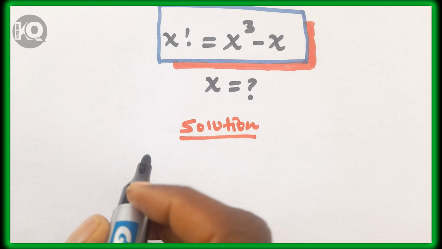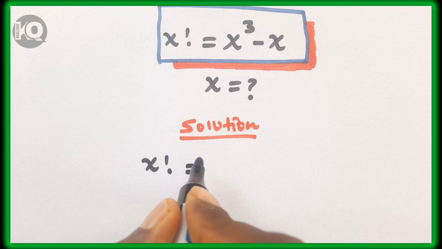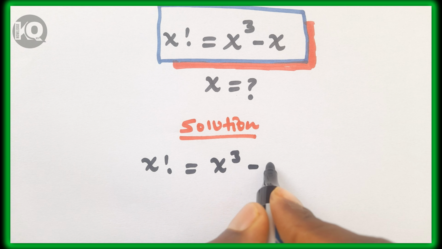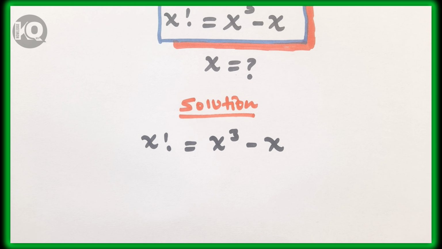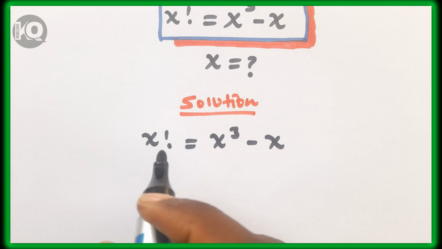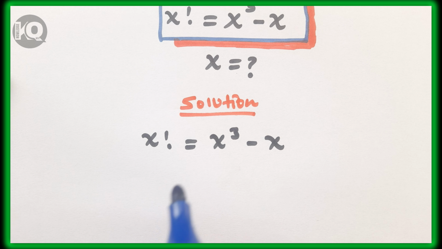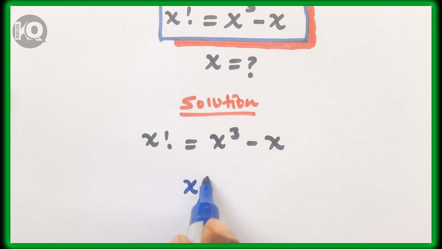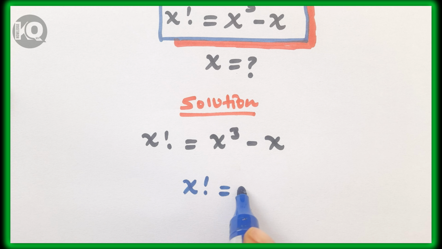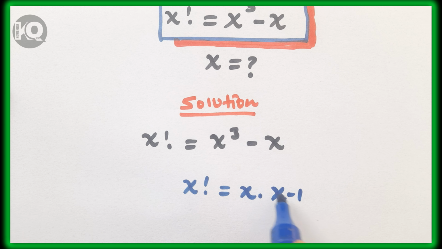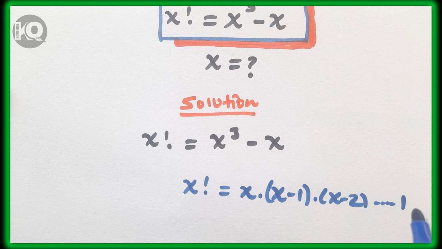So let's record the problem, which is x factorial equal to x cubed minus x. In the first step, we have to define factorial. For any positive integer x, factorial will be the product from 1 up to x. So x factorial will be x times x minus 1 times x minus 2 up to 1.